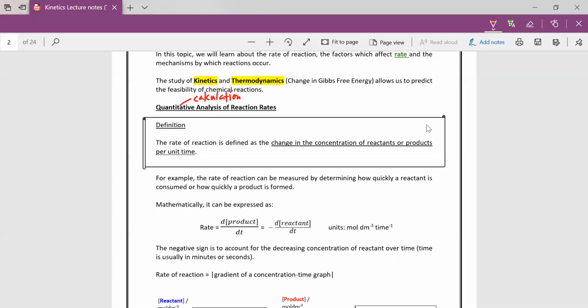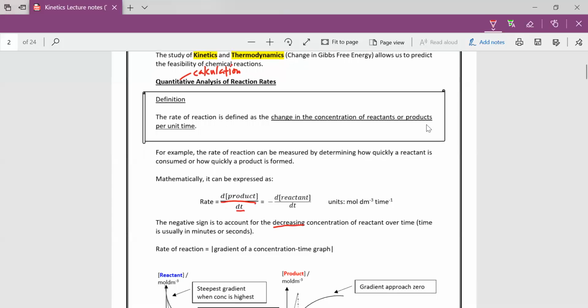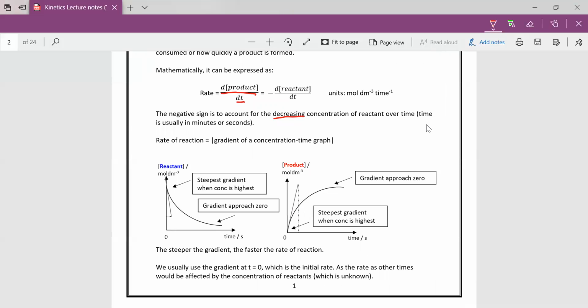Okay, mathematically it can be expressed as your rate of change. If you learn A math, you will know that rate of change is the change in concentration over the change in time. The negative sign is to account for the decreasing concentration over time. Okay, so let's look at the rate of reaction.